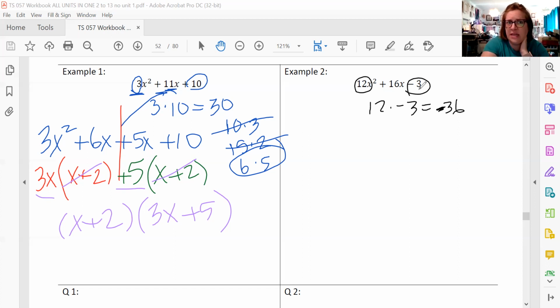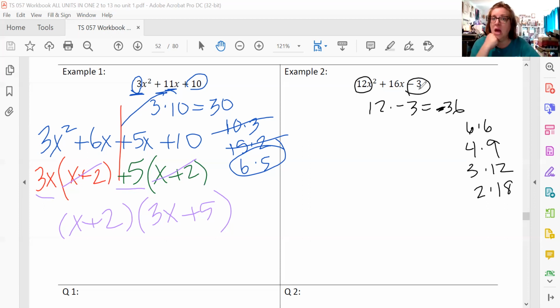And so let's think about what goes into 36. There's 6 times 6, 4 times 9, 3 times 12, and 2 times 18. Okay. So if I add 6 plus 6, I get 12, which is not 16. Remember, 16 is what I'm looking for. If I subtract them, I get 0, so it's not that one.